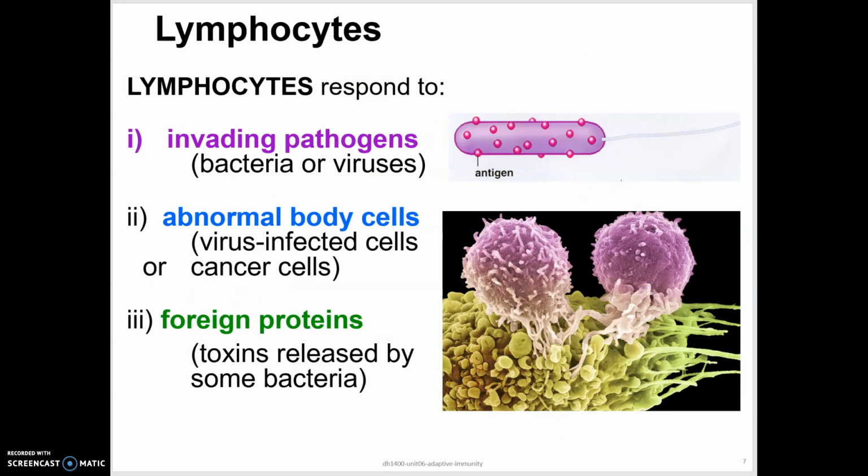So what do our lymphocytes do? Well, when they respond, they create an immune response. And they respond to three general categories. First, they'll respond to invading pathogens. This could be bacteria, viruses, fungi, it could be anything. A pathogen is something that's going to make its way into your body to cause you disease, and our lymphocytes will respond to this. Another thing that they'll respond to are abnormal body cells.